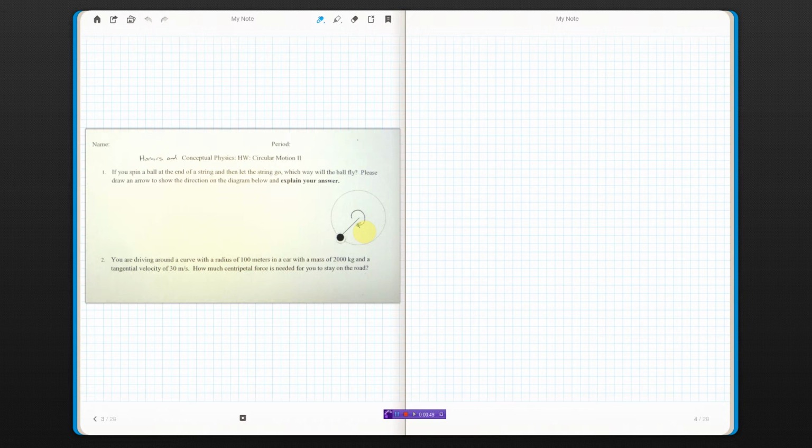Now, if you let that string go, the force is gone. If there's no force, the ball does not accelerate, which means it's not going to change whatever it's doing. So whatever it was doing, when you let it go, it just keeps doing that. So if we let the string go right now, like this is a snapshot, I let the string go right now, the ball will continue on whatever velocity it had. In this case, anything moving in a circle has a tangential velocity.